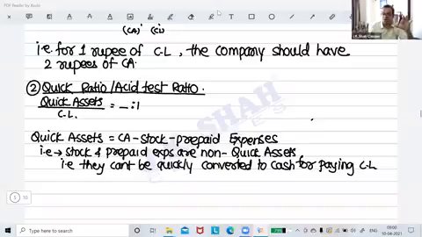What we have written. Quick ratio, asset test ratio is what? Quick assets upon current liabilities. Okay, so we are talking about the same point. We are talking about now. What are we talking about?